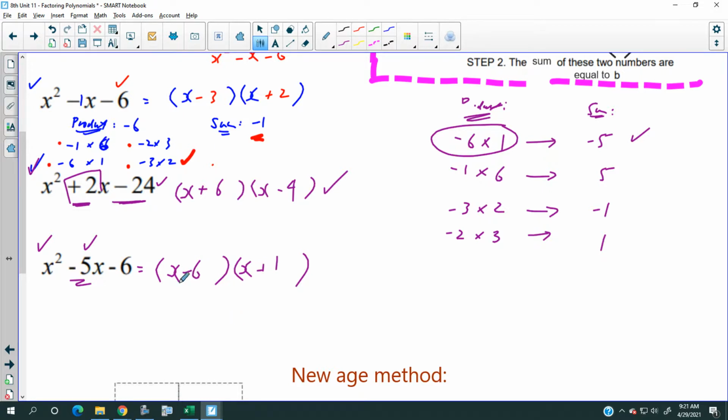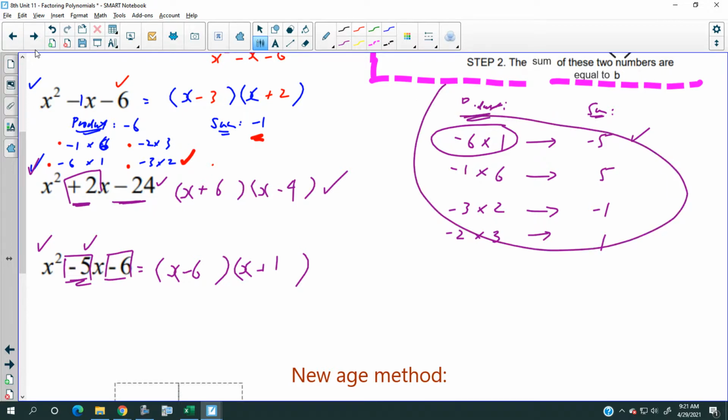All right, so now let's check x squared, right? Minus 6 plus 1, that's negative 5. Negative 6 times 1 is negative 6. So don't forget, you've got to take the signs with you when you take this into consideration.